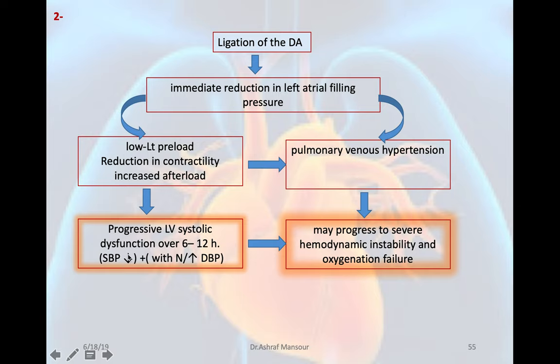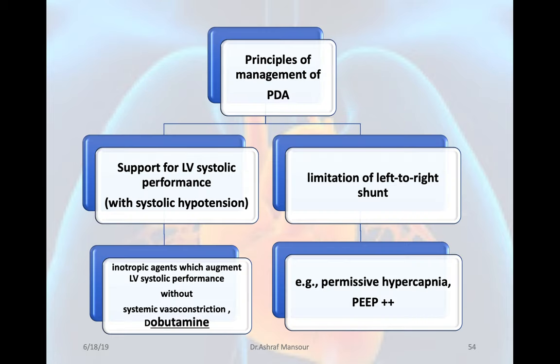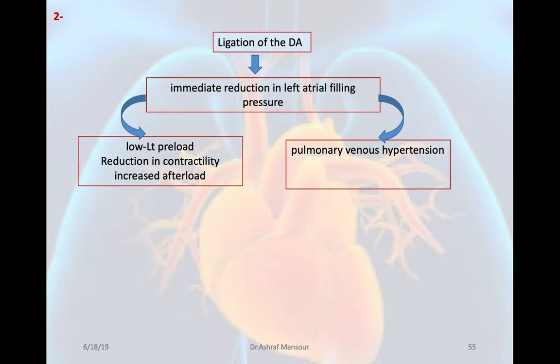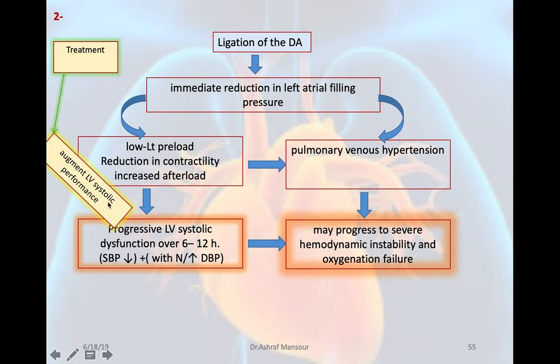So the systolic blood pressure here will continue to decrease while the diastolic blood pressure will be maintained normal or increased. So we started before here with low diastole and low systole, and we reach low systole but normal diastole after ligation. So the management here will be augmentation of the left systolic performance by using dobutamine or by using milrinone. And milrinone, if you use it as a prophylaxis, would be better.